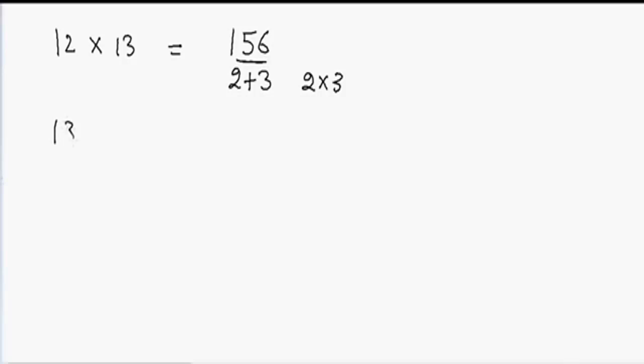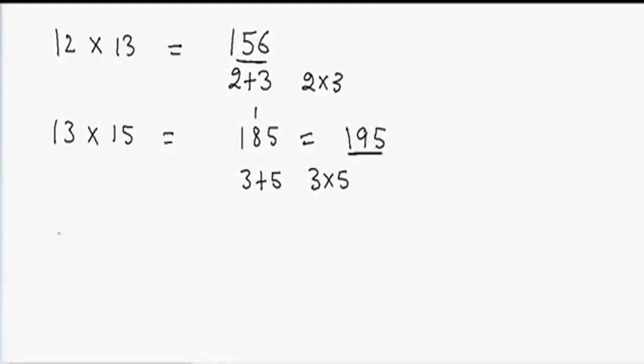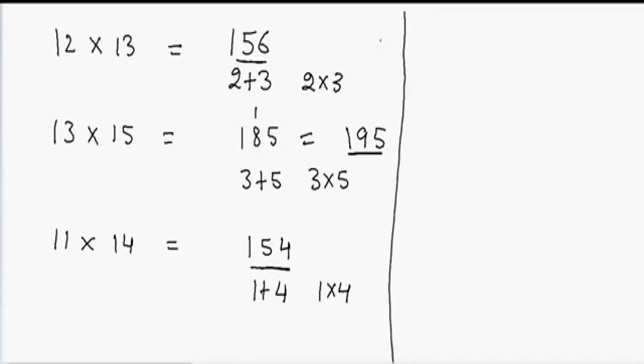Again, if I have 13 and want to multiply by 15, then in that case it will be equal to 3 plus 5, that is 8. So we'll write an 8 here, and 3 into 5 which is 15. So I have 5, 1 and 1, so that will give me 195. Again, if I have 11 and I want to multiply by 14, then that will be equal to 1 plus 4, it's 5, and 1 into 4, that's equal to 4. The answer is 154.